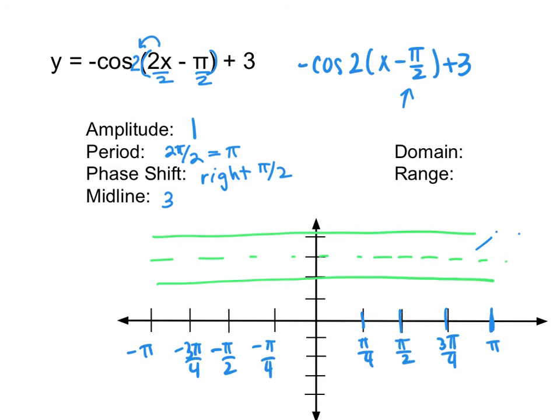All right, so now because we have a phase shift, we have to begin right pi over 2. So here's pi over 2. This right here is going to be my beginning point. I'm going to start right here. And now, to determine where to start, we're going to look to see what kind of function we have.